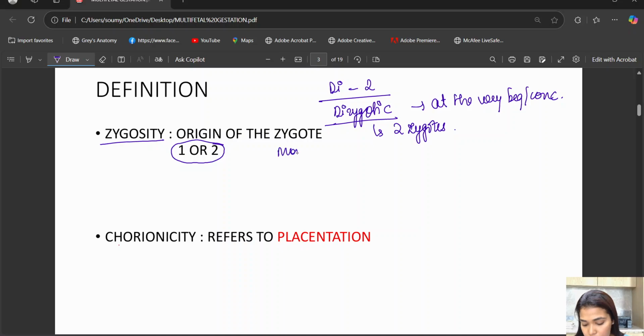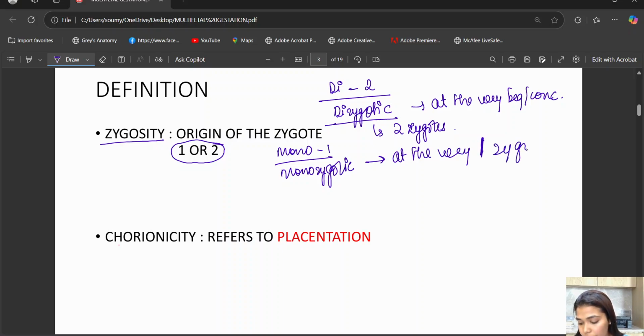And here mono obviously means one. So we are saying in monozygotic pregnancies, at the very beginning, there was only one zygote. And then maybe it split to form however many fetuses there are right now. But at the very beginning, at the very conception, there was only one zygote. We'll talk about this in a lot of detail, but just to introduce the definition and the basic understanding of it to you. Now let's see chorionicity.